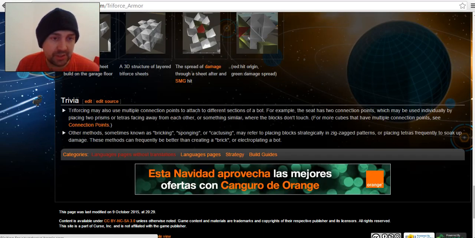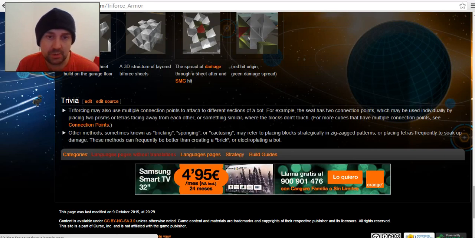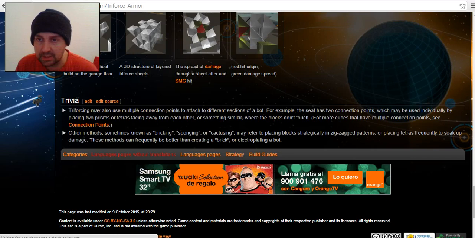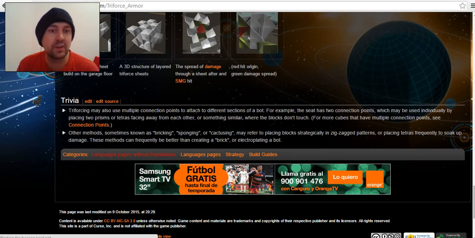Trivia. Triforcing may also use multiple connection points to attach to different sections of a bot. For example, a seat has 2 connection points, which may be used individually by placing 2 prisms or tetras facing away from each other, or something similar, where the blocks don't touch. For more cubes that have multiple connection points, see connection points.